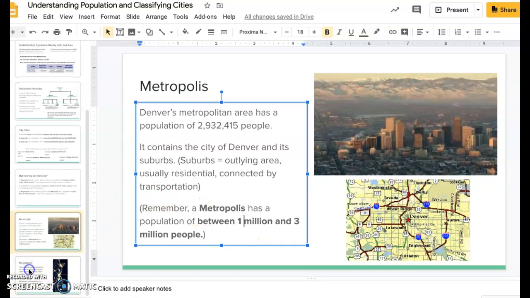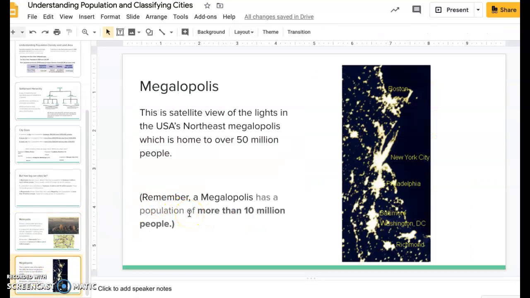If we're looking at megalopolises, we're talking about big groups of metropolises, right? So this is a really big megalopolis in the Northeast United States that has over 50 million people, and it includes the cities of Boston, New York, Philadelphia, all of those form this megalopolis, and there's a satellite view at night of it.